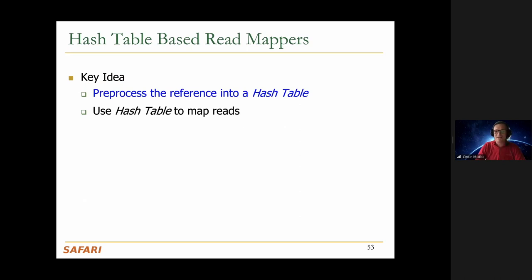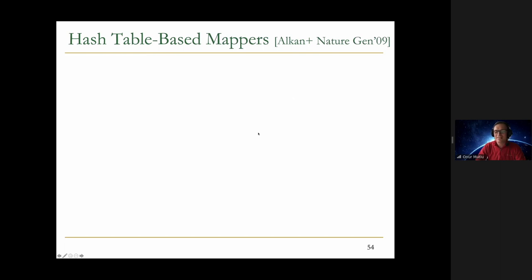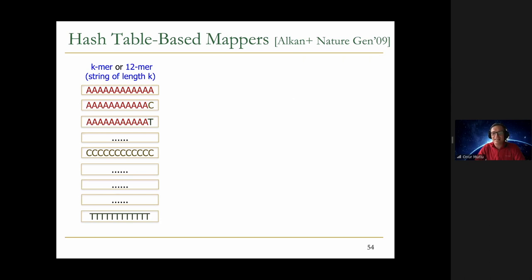As I said, the key idea is we pre-process the reference into a hash table and use this hash table to map reads. Pre-processing is very simple. And this is based on the first work that we published in the area in 2009. Essentially, to pre-process the genome, you create k-mers, or strings of length k, and you represent where in the reference genome the string of length k appears.